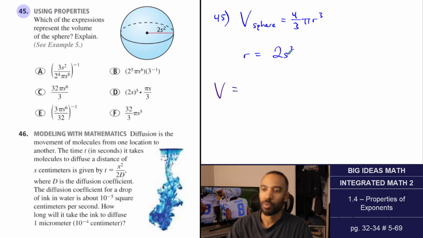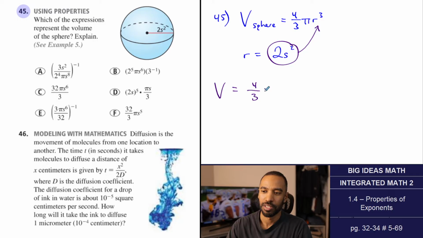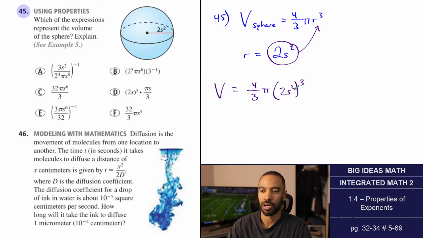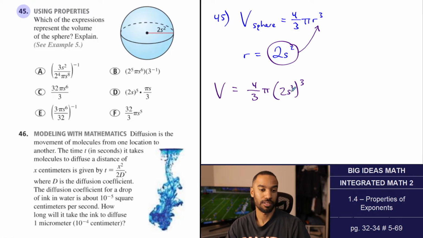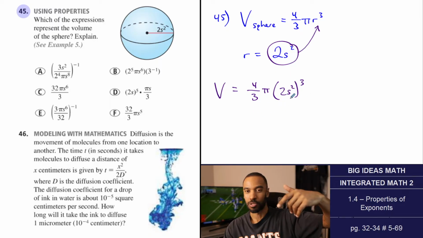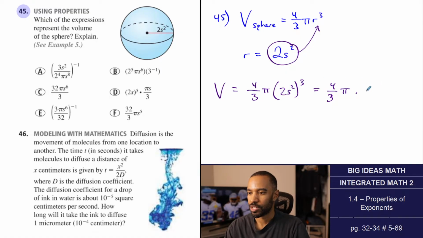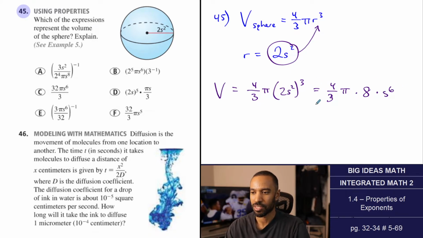So our volume, we're going to substitute 2s squared in for r. So 4/3 pi times 2s squared cubed. That's r cubed. So let's go ahead and simplify that portion. This may be one of the answers on this option set. I don't know yet. So that's 4/3 pi times 2 cubed, which is 8, times s squared cubed, which is s to the 6th.